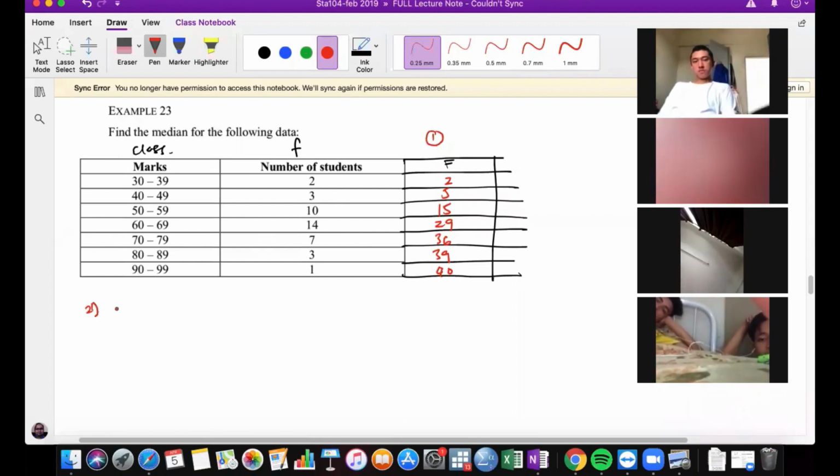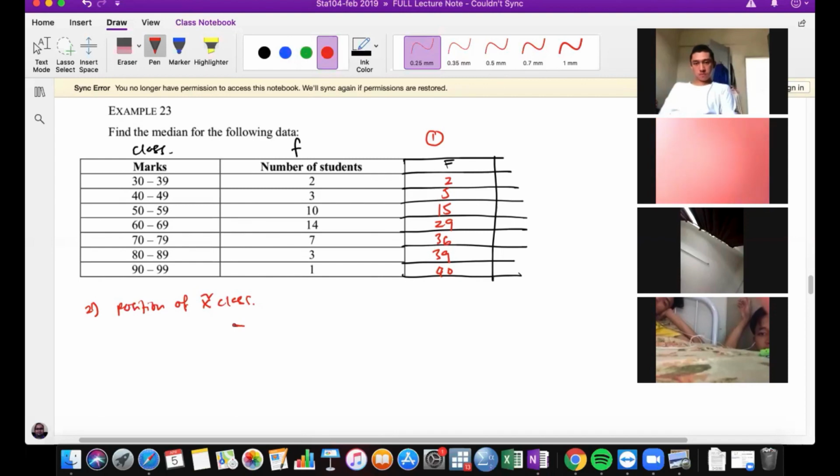Second step is the position of the median class, using the formula summation of F divided by 2. Summation of F is equal to 40, divided by 2 equals 20.